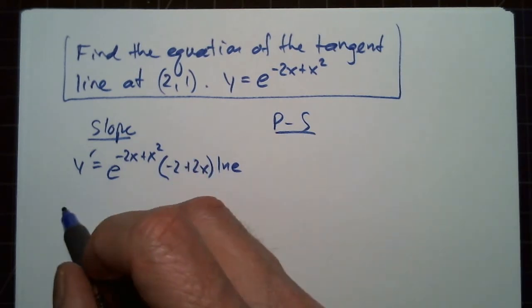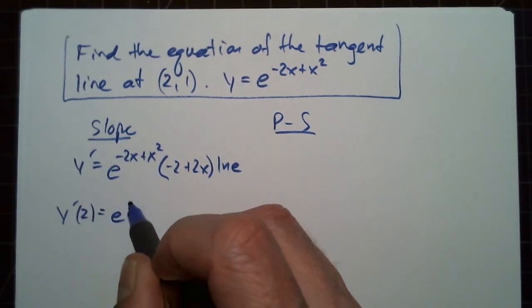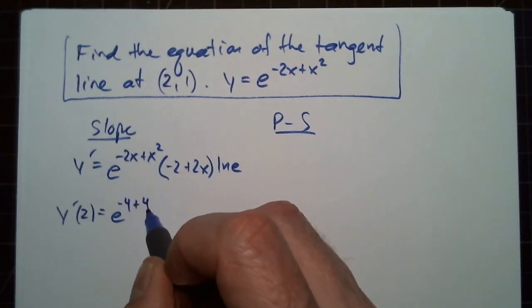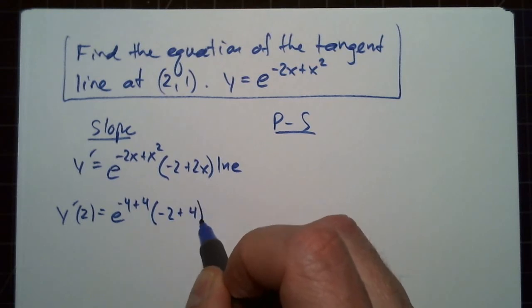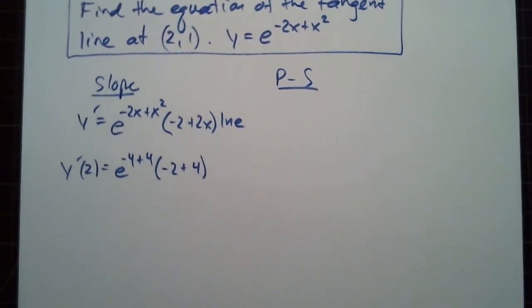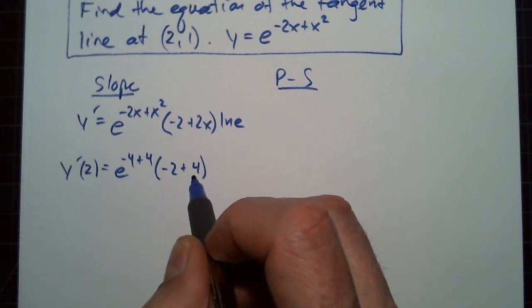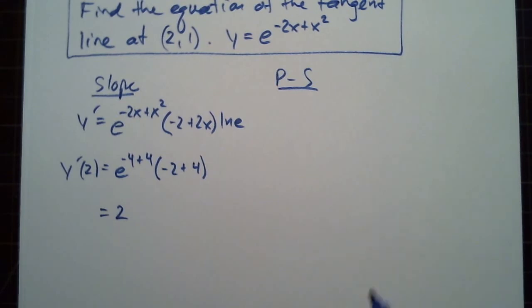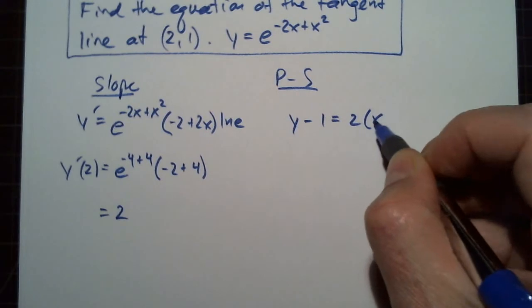We don't have to worry about simplifying because we're just going to substitute a 2. So put a 2 there and we get negative 4. Put a 2 there and we get 4. 2 there and we get a 4. So it's e to the 0 times 2. So that's 1 times 2. The slope is 2.